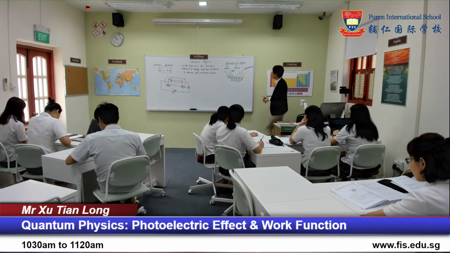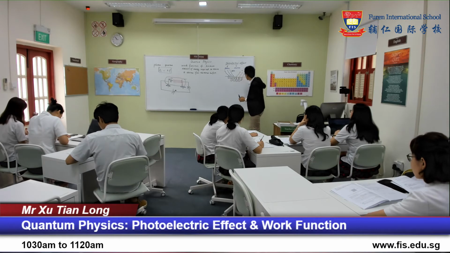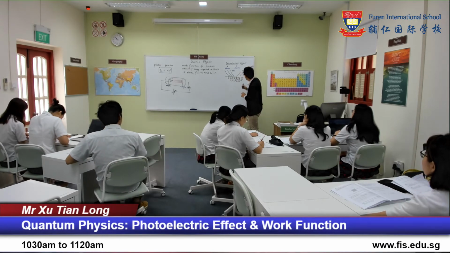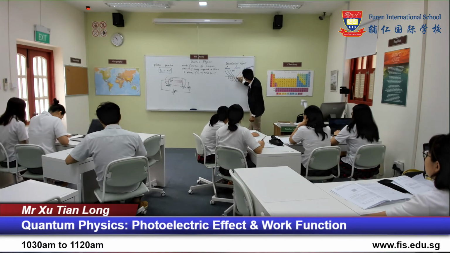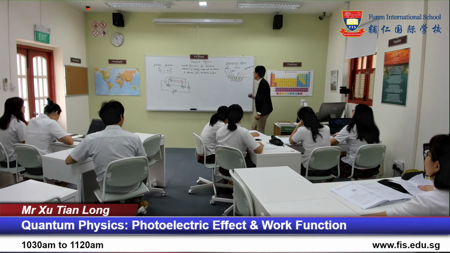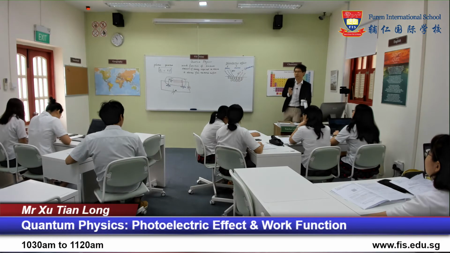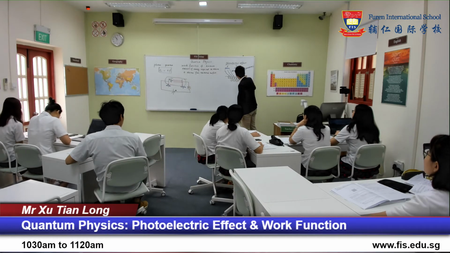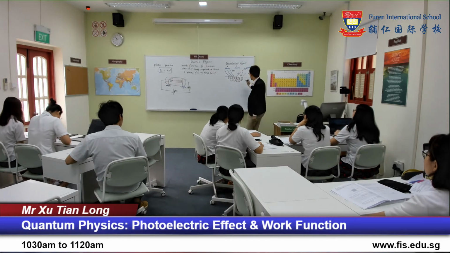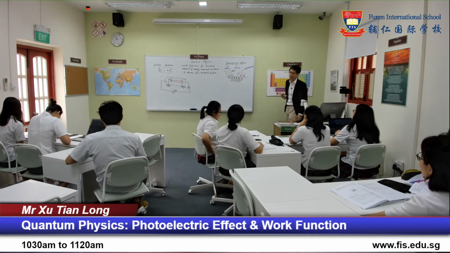Next, let's look at the different electrons in the metal. So there are electrons at the surface, for example, this one. This is electron number 1. It's at the surface of the metal. Then this is electron number 2. It's at the second layer of the metal. Then you have this electron at the third layer of the metal.